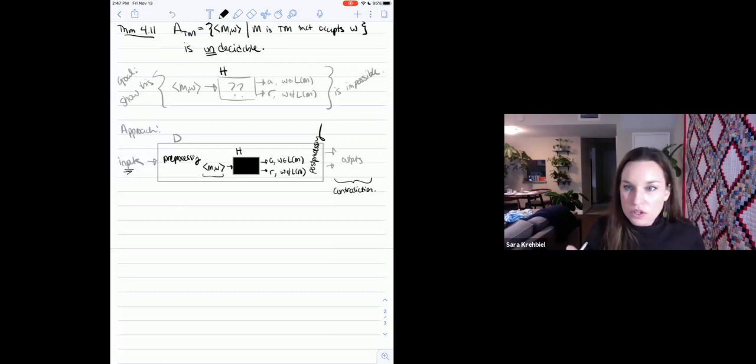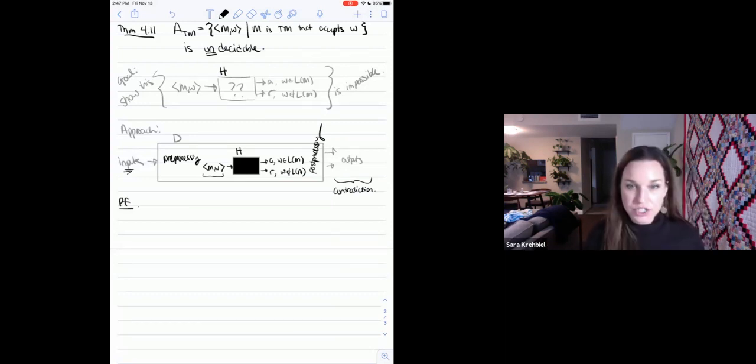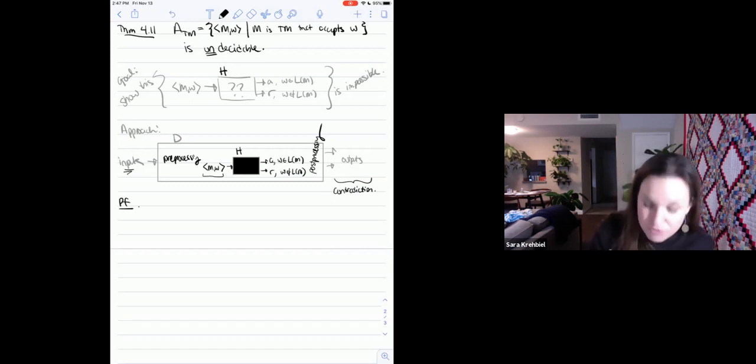Okay, so let's make this more precise. We're going to actually give a proof of theorem 4.11 now. The first step is going to be effectively to assume that this thing exists. So we're assuming this for contradiction. What we want to say is that it's not possible to have any H that does this.